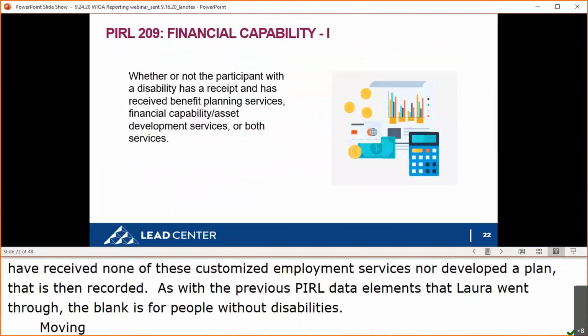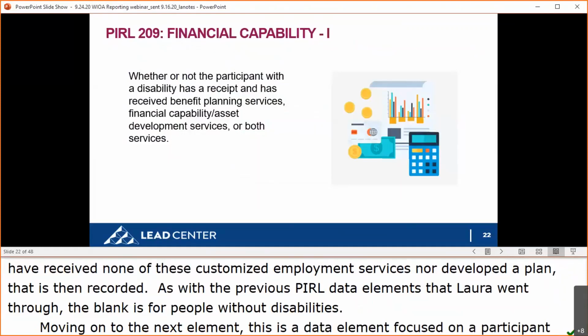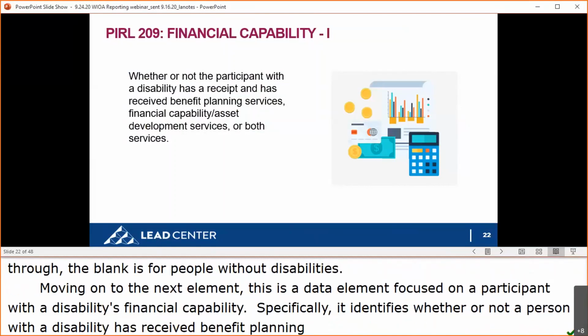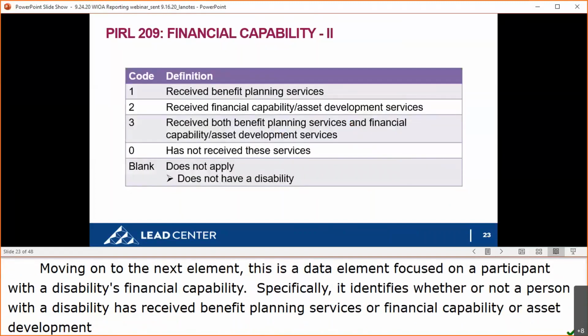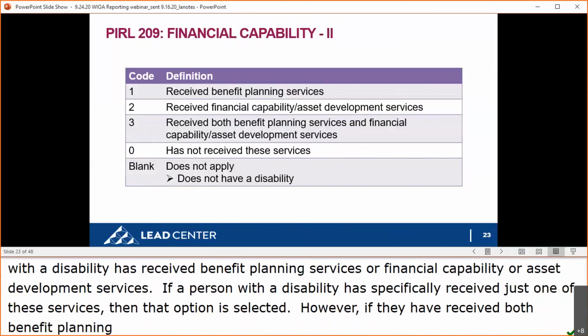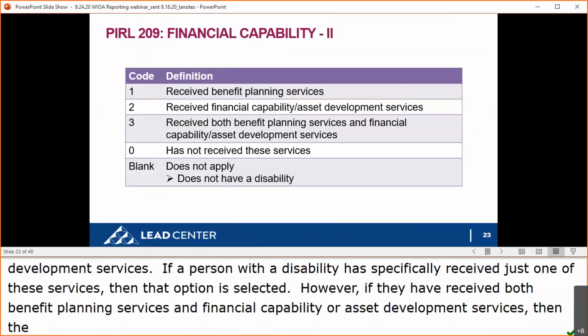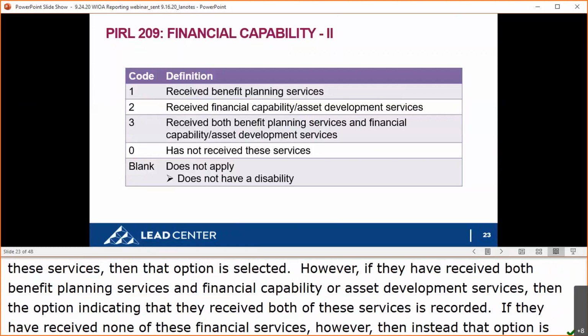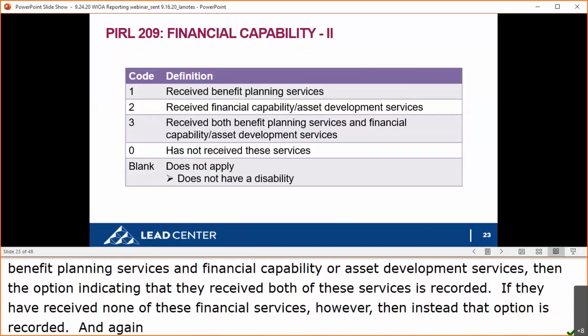Moving on to the next element, this is a data element focused on a participant with a disability's financial capability. Specifically, it identifies whether or not the person with a disability has received benefit planning services or financial capability or asset development services. If a person with a disability has specifically received just one of these services, then that option is selected. However, if they have received both benefit planning services and financial capability or asset development services, then the option indicating they've received both of these services is recorded. If they have received none of these financial services, however, then instead that option is recorded. And again, like before, the blank is specifically for people without disabilities.